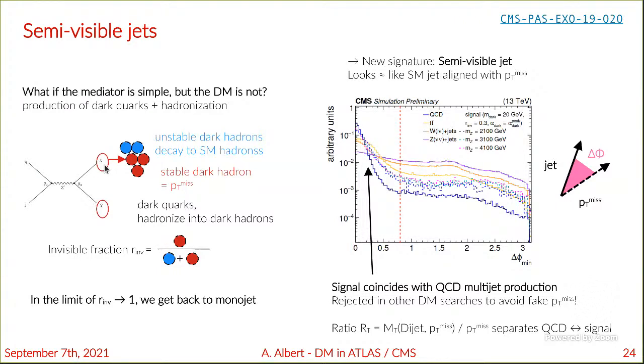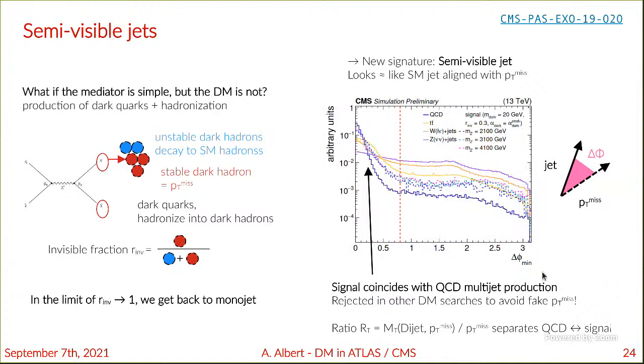Upon being produced, they produce a shower in the dark sector that in the end ends up producing dark hadrons that are either stable and produce missing ET or they're unstable and decay back to standard model hadrons. And the fraction of how much of this jet then becomes invisible is a tunable parameter. But the interesting thing is that you end up with a signature where you have a jet and missing ET very close together, which is the very thing we tried to get rid of at the start.